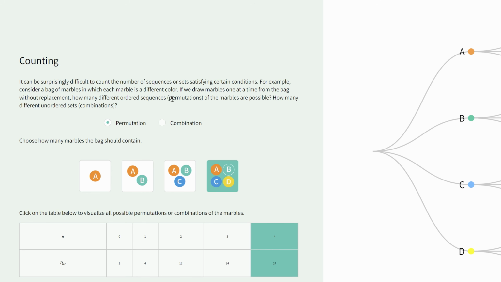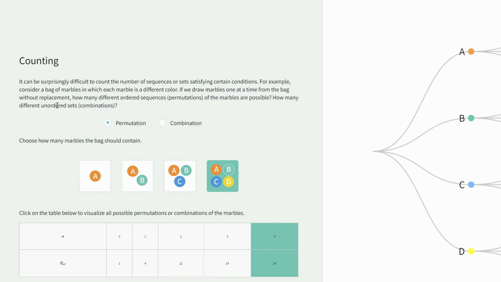All right, so this is permutations and combinations. Quite like this sort of stuff, right? So what have we got here? It's surprisingly difficult to count the number of sequences of sets satisfying certain conditions. For example, consider a bag of marbles in which each marble is a different color. If we draw marbles one at a time from the bag without replacement, so pretty straightforward, you're literally putting your hand in the bag, taking them out, and it doesn't go back in the bag, right?